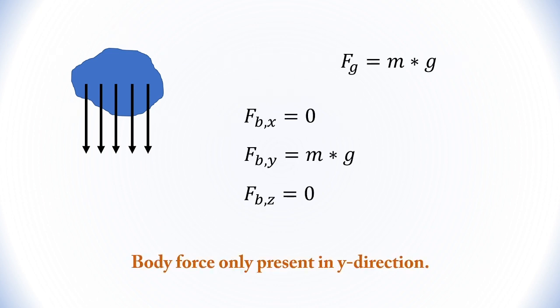When we consider our system, the only body force that we really care about is gravity. If you remember the equation for gravitational force, it's force equals mass times gravity. Since gravity only has one component in the y direction, the body forces for the x and the z components will equal 0. This implies that the body force for gravity is only present in the y direction.